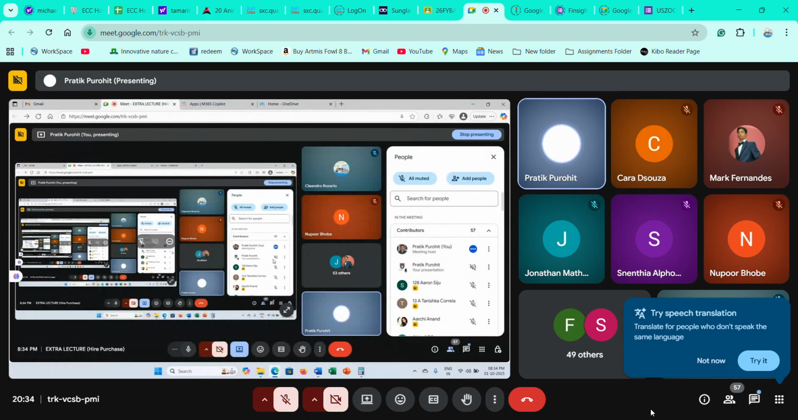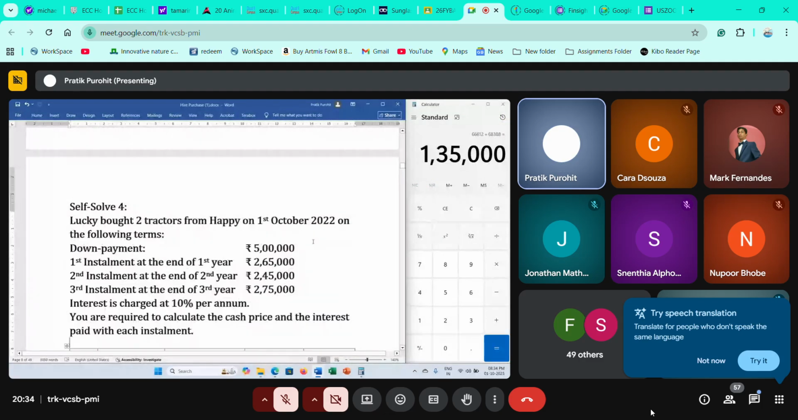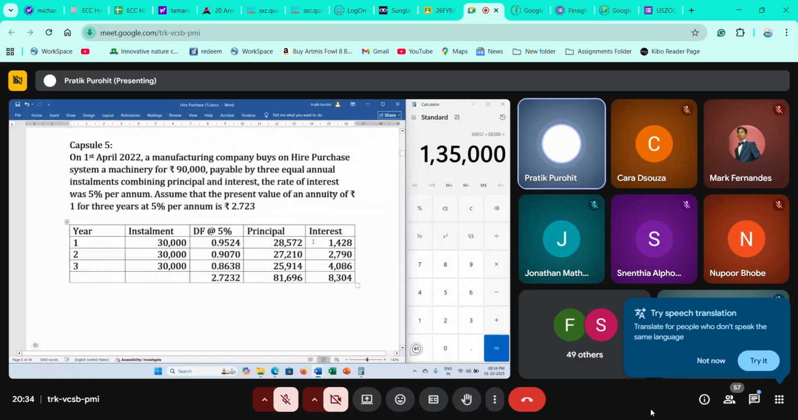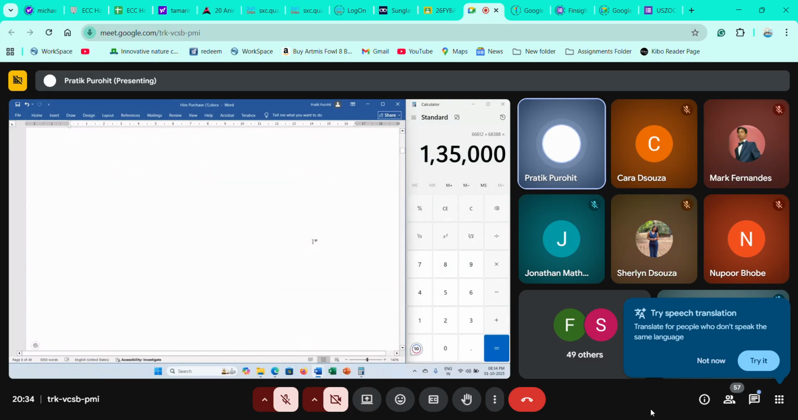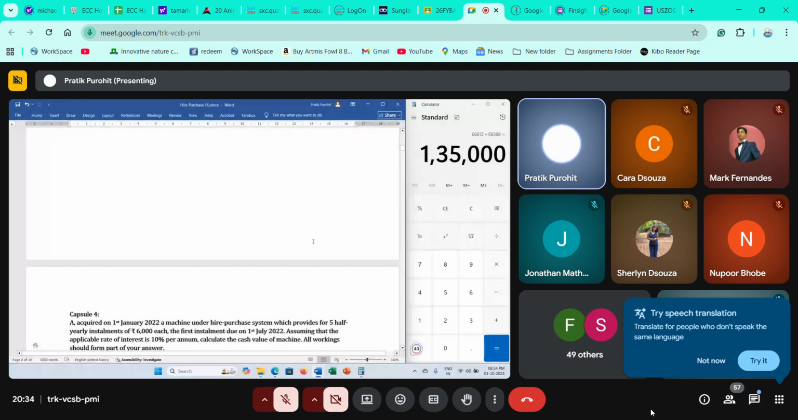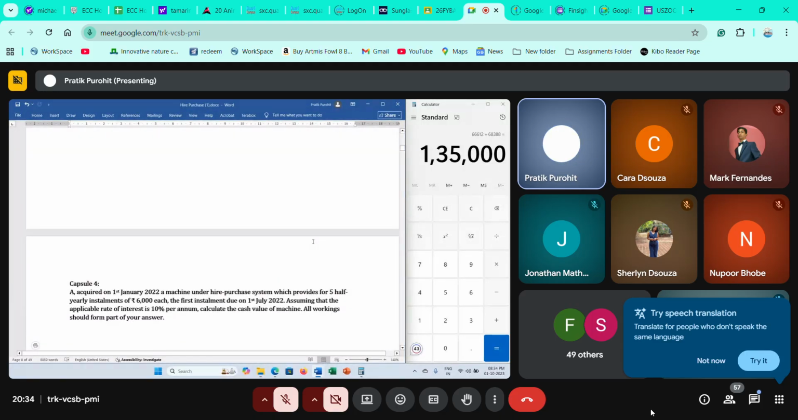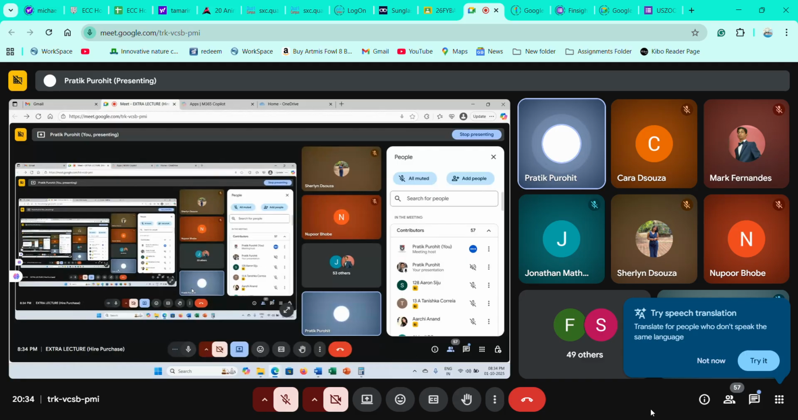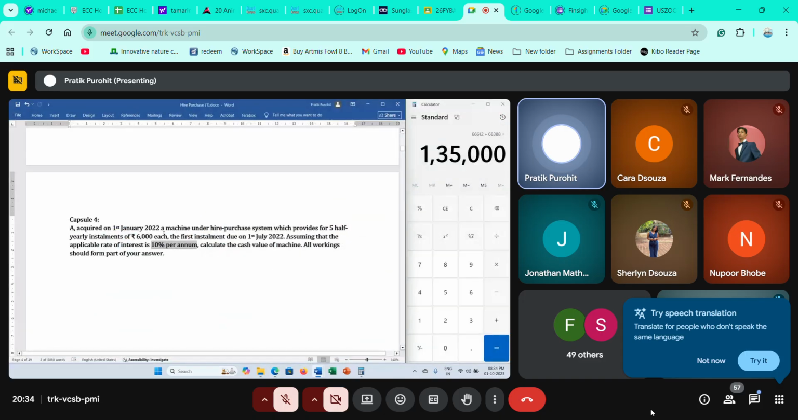Now coming to one half yearly problem, that was also one of the doubts. So what do you do? It's 5 half yearly installments, right? If it is 10% per annum, what is the rate of interest half yearly? 5%. So rather than solving it for 10%, just use 5% over here.